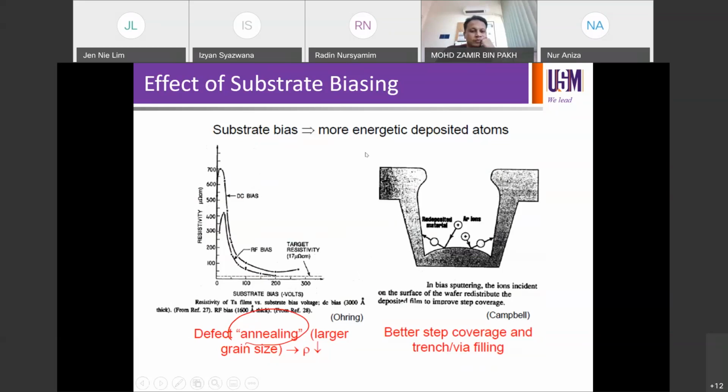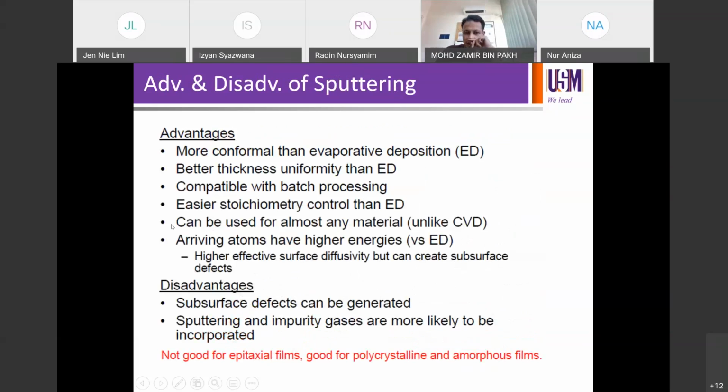So, right? So advantages of sputtering and disadvantages of sputtering in comparison to evaporation. Advantages: more conformal than evaporative deposition, because evaporation is line of sight and sputtering is more conformal. And we've discussed yesterday that sputtering is always in between. So conformality is better than evaporation, but it's worse if you compare to CVD. We're going to learn CVD later on. Better thickness uniformity than evaporation, of course.